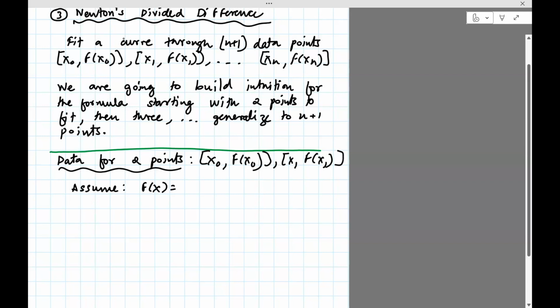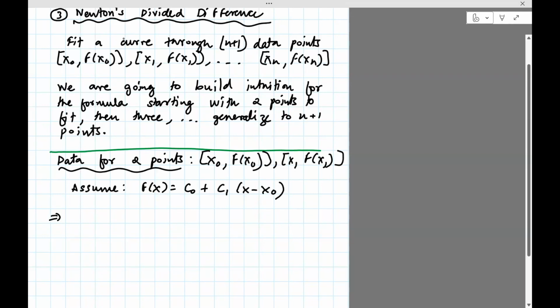Now normally you'll assume it to be c0 plus c1x, like you would do for 2 points, y equals mx plus c. But we're going to choose it in a slightly different way. We're going to say it's c0 plus c1 times x minus x0. It still is a polynomial of order 1 or a straight line, just that we have that x minus x0.